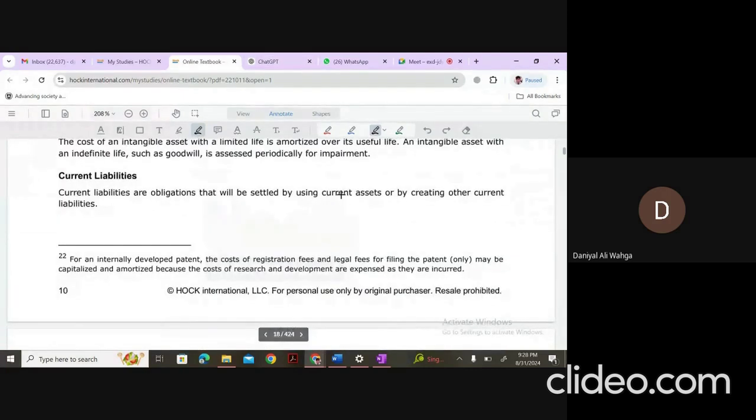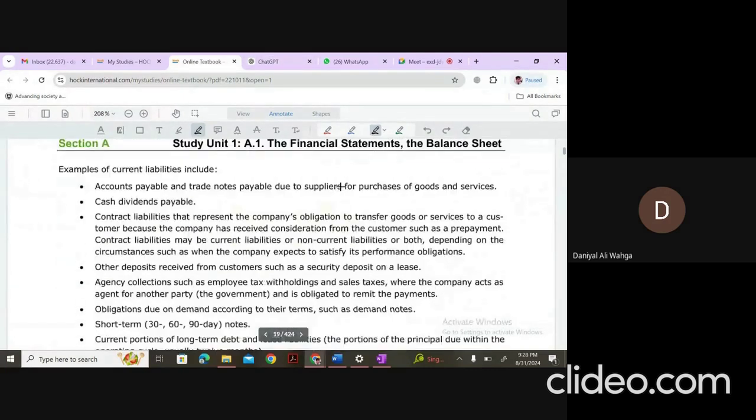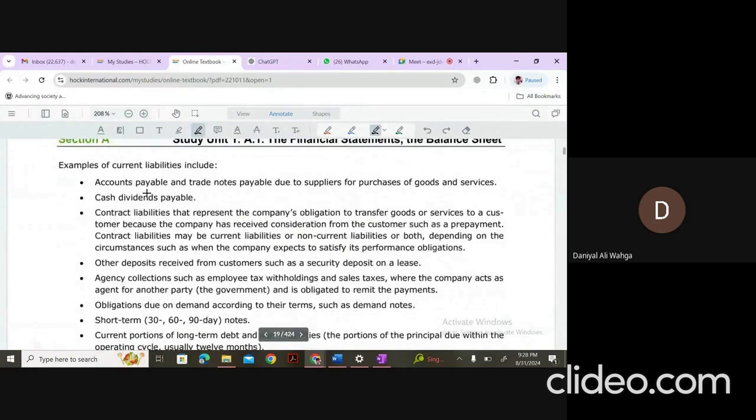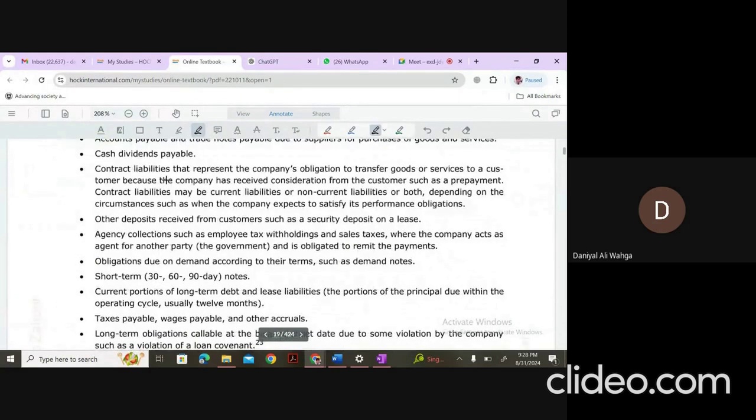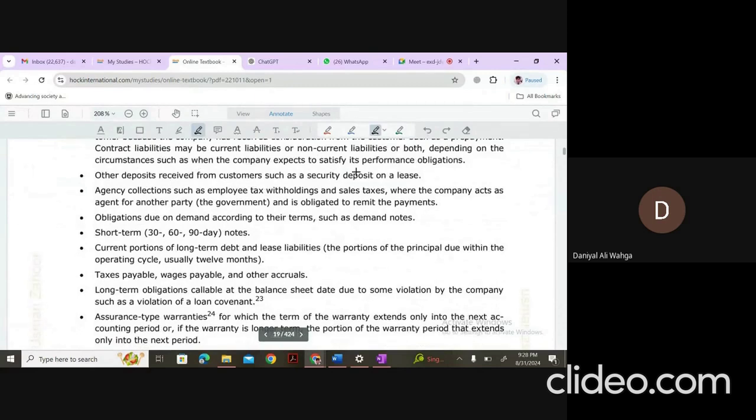Current liabilities, again, are the liabilities that are part of the operating cycle. They include accounts payable, cash dividends payable, any contract liabilities, other deposits received from customers, such as advance payments received on a particular contract, and agency collections. What is an agency collection? Agency collection is the amount which we have collected on behalf of some other third party, which needs to be paid to that party. So that amount is basically our liability. It cannot be included as a part of our revenue.